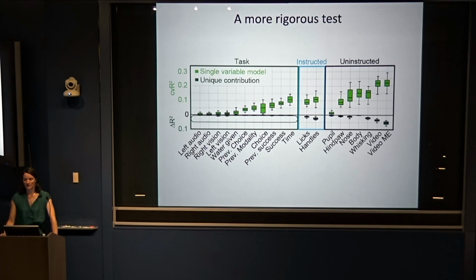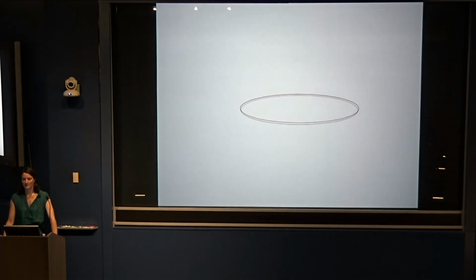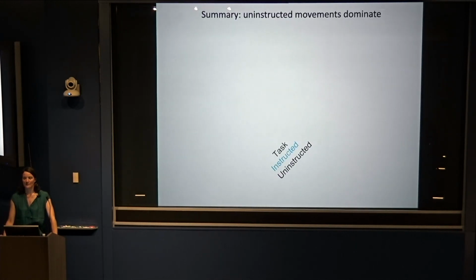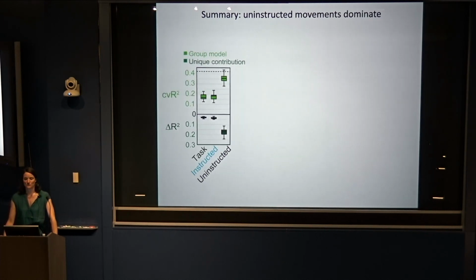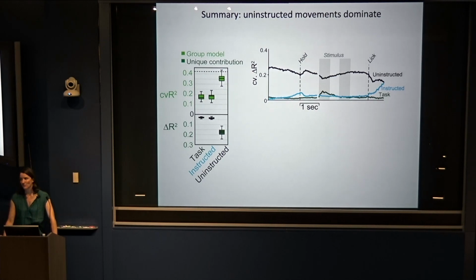So to summarize, we took all of these variable groups together and pooled across the variables. And you can see here that both with our more rigorous and less rigorous tests, uninstructed movements always dominate neural activity. This was true for every moment in time in the trial. You can see that the black line is always above the blue line and the green line, indicating that uninstructed movements always dominate. There are little dips at the time of instructed movements, where those instructed movements very briefly account for some of the single trial variance, but even then they don't really come close.